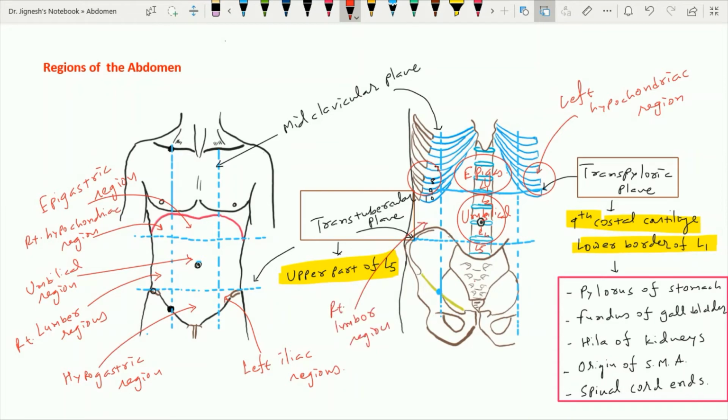In the lower zone, in the middle, there is the hypogastric region, and on each side where the iliac fossae are lying, these are the right and left iliac fossa or iliac region. So all these are the regions of the abdomen, and these regions are very important to locate the underlying viscera within the abdomen.